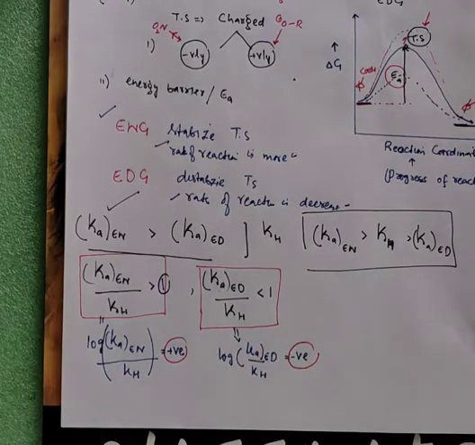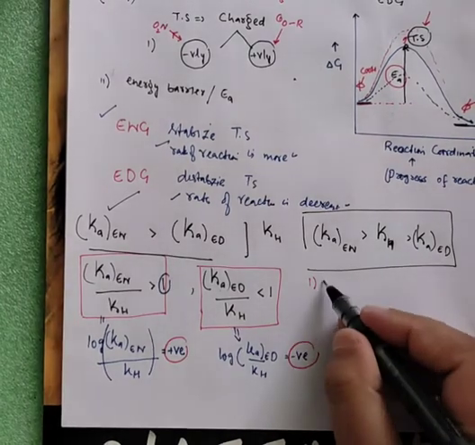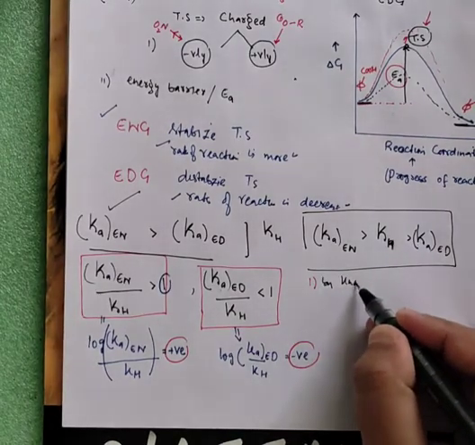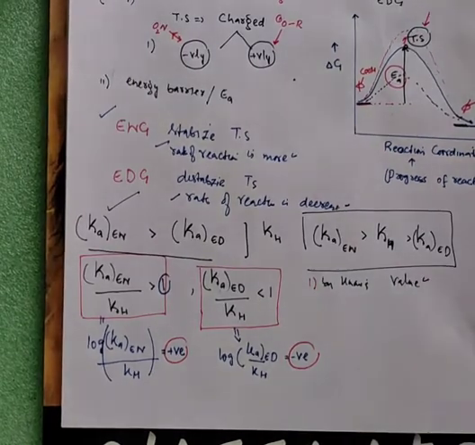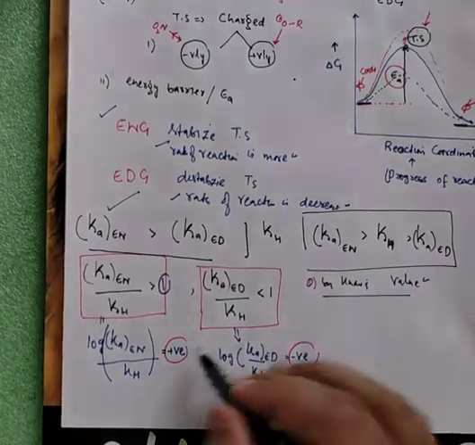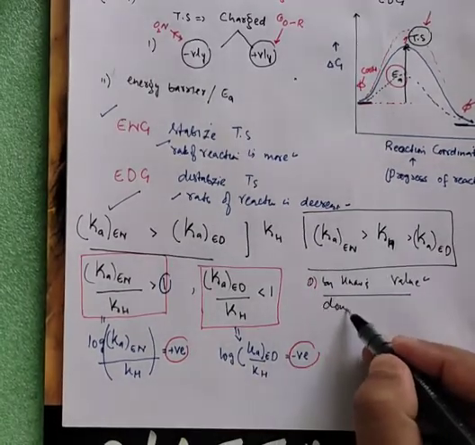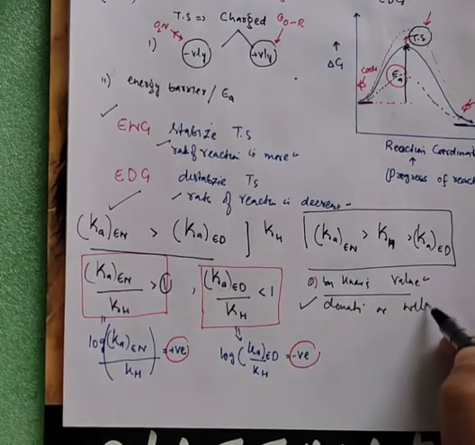Now if you know the value, by knowing this value, this ratio, what output will we get? Number one, it will give you an idea whether in that ring you have electron donating or withdrawing groups. So we'll come to know by this data the electron donating or withdrawing groups in the ring.